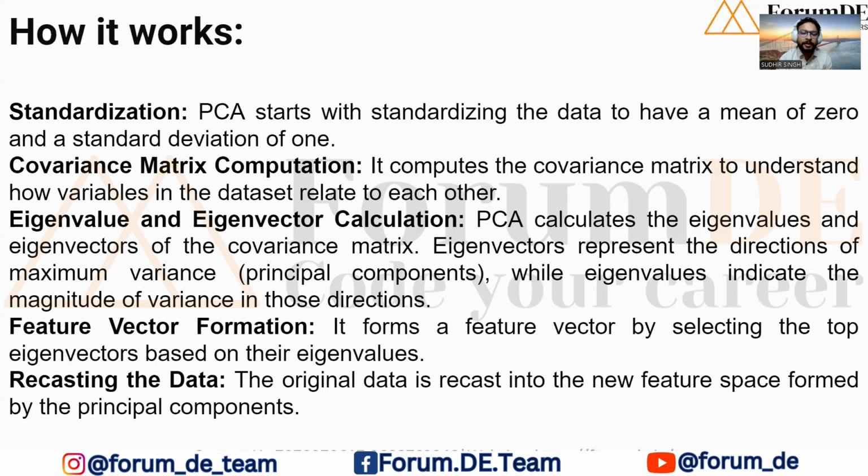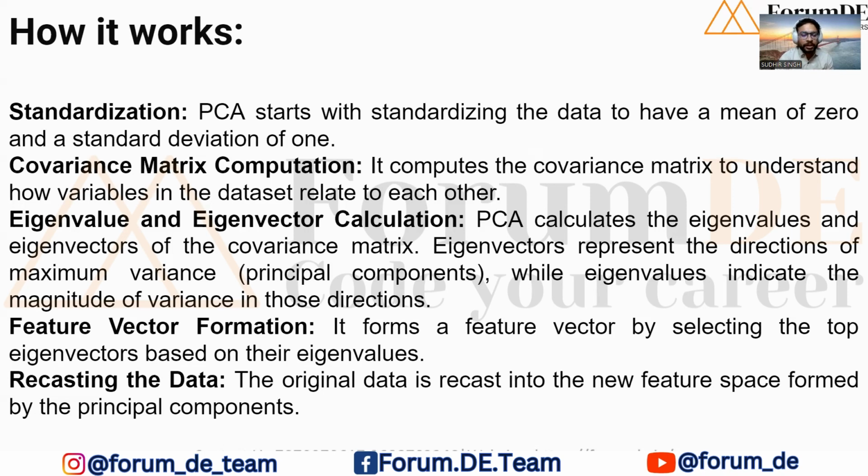So how does PCA work? PCA has the following set of steps which need to be performed. First we start with standardization, so the data have a mean of 0 and a standard deviation of 1. Then covariance matrix computation amongst the different variables which are present. Then we go for eigenvalue and eigenvector calculations, then feature vector formation, and then recasting the data. The original data set is recast into a new feature space which is reduced in size, thus reducing the overall size of the data set.